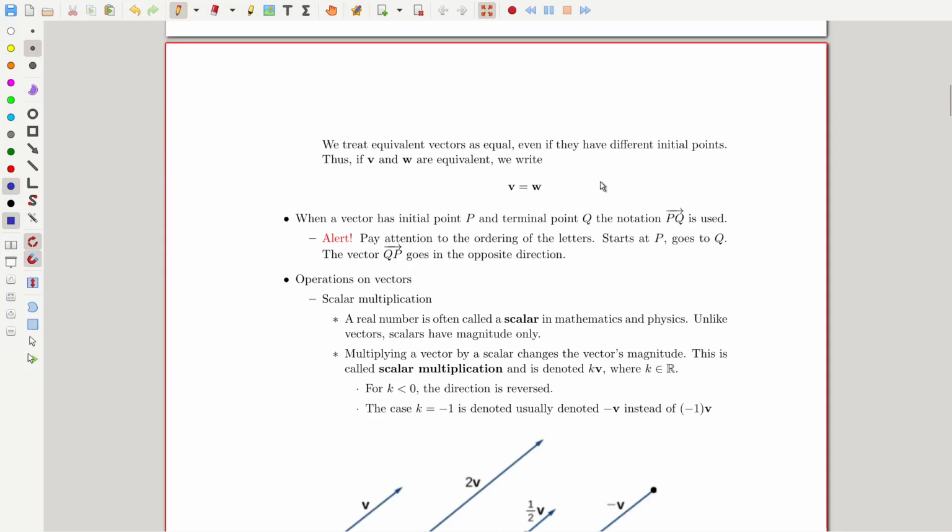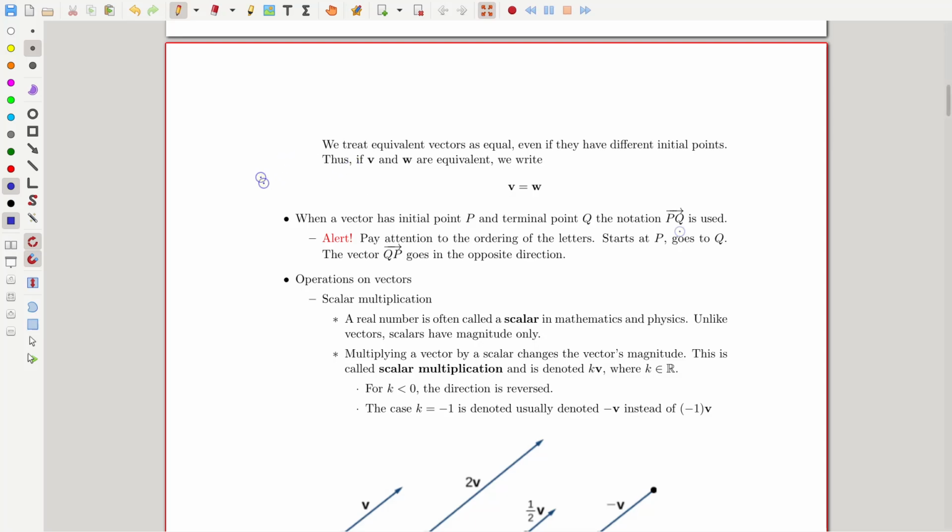Another thing that can happen is that we might be describing things in terms of points, right? The initial point and the terminal point. And constructing a vector out of these 2 points, we would use this notation PQ with an arrow over top, okay? The way you read this is the vector going from P and ending at Q.